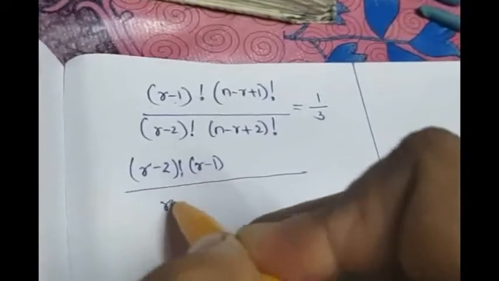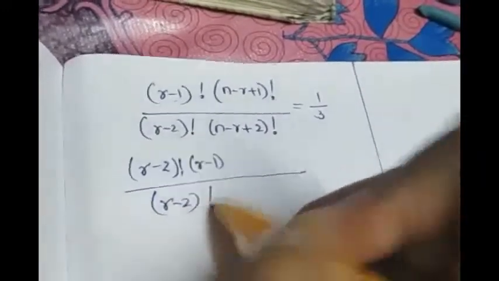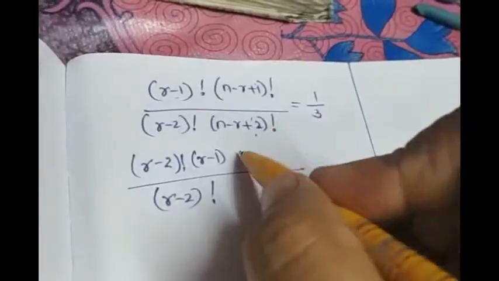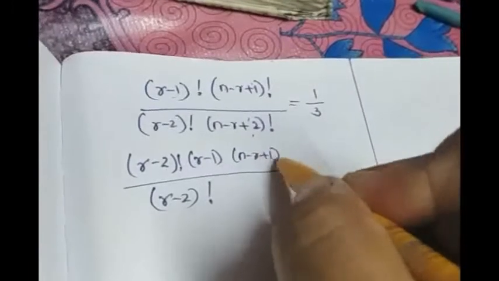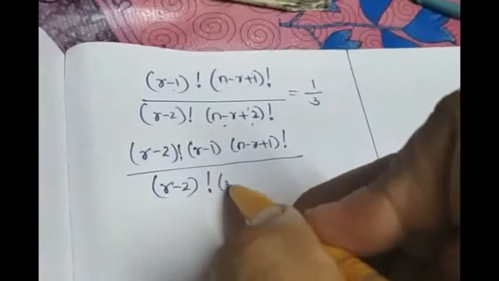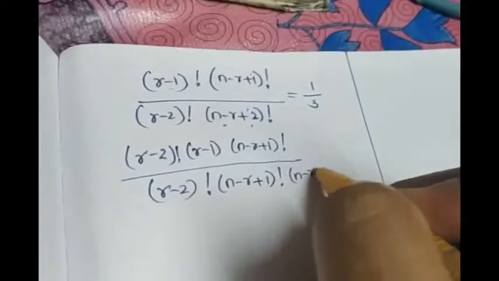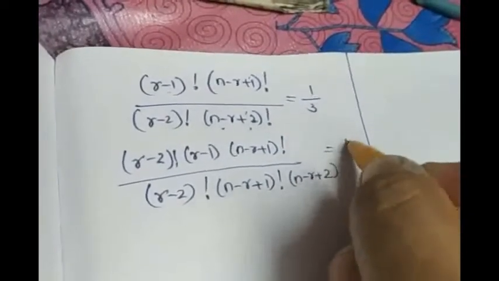Divided by the denominator, (r minus 2) factorial remains the same. And of these two numbers, which is the greater one? n minus r plus 2. So (n minus r plus 1), keep it as such, and instead of (n minus r plus 2) factorial, rewrite as (n minus r plus 1) factorial into (n minus r plus 2), is equal to 1 by 3.